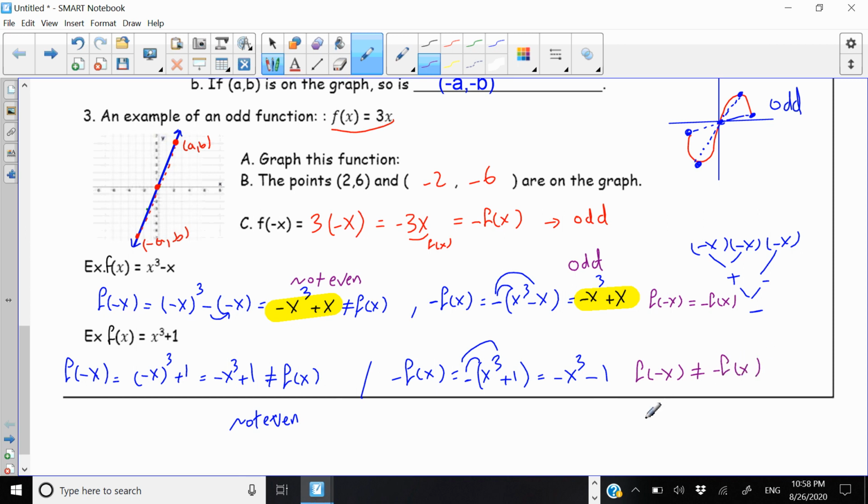That means it's not odd as well. So sometimes it happens our function is not even and not odd. So I can say it's neither of them. So sometimes my function is none of them. Okay, let's go to the next part.